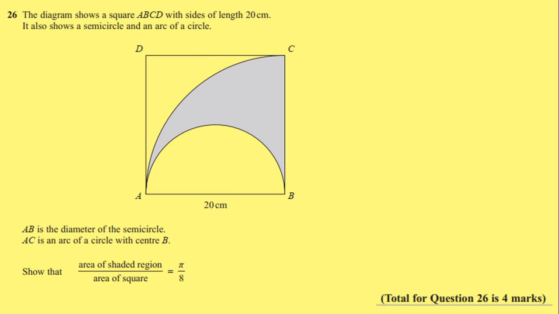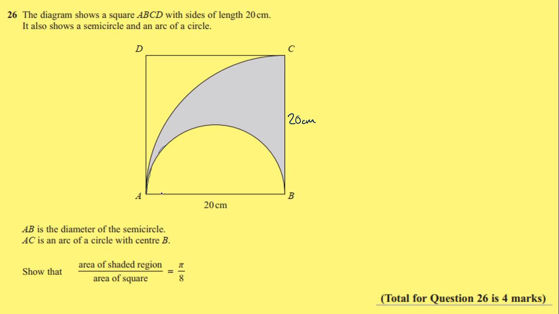Okay, speaking of not easy, this one's not easy either. The diagram shows a square ABCD. Now, if that's 20 and this is a square, this is also 20. Fine. It also shows a semicircle, which is this bit in here, and an arc of a circle, which is that bit there. AB is the diameter of the semicircle, so the semicircle would carry on around like that. It wouldn't go really massive, but AB is the diameter of it.